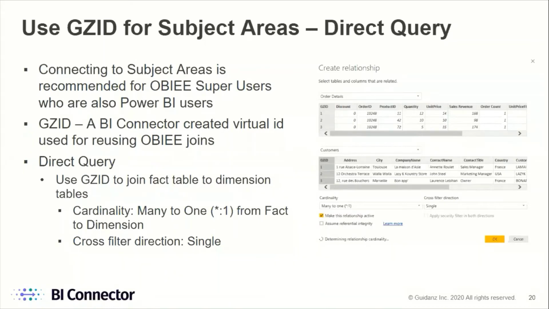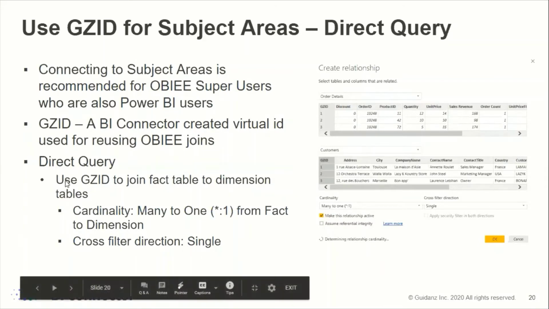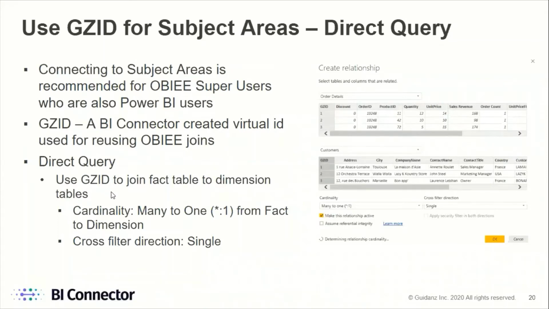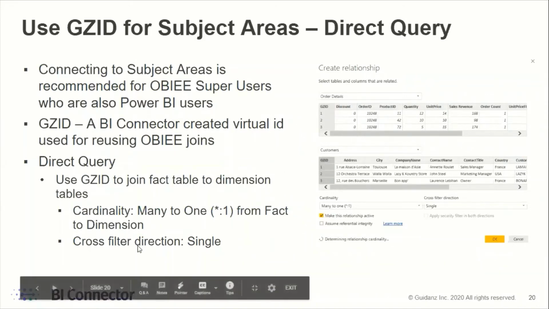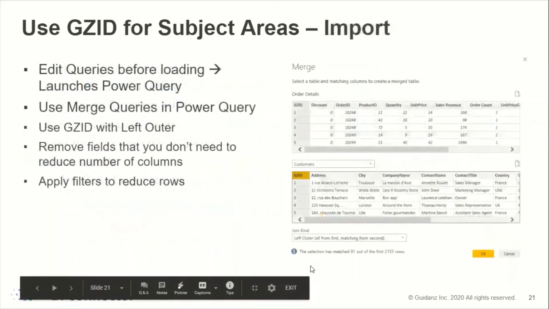So in the case of direct query, let's see the procedure of how to use GCID. All you have to do is here. So first, connect GCID from the fact table to each dimension table, and in each relationship, just choose the cardinality as many to one, and choose the cross filter direction as single. When I show it in the demo, it will be clear. So now let's see for the import.